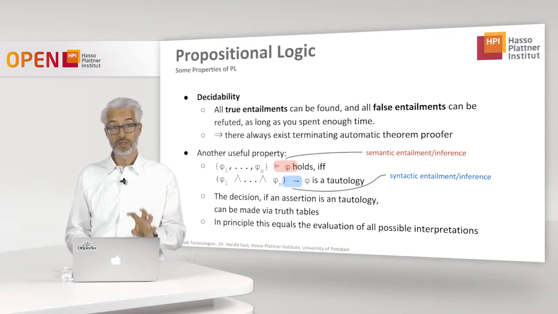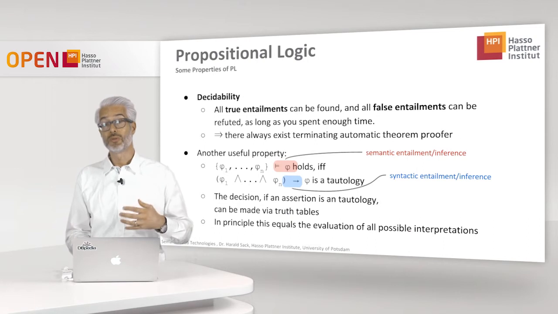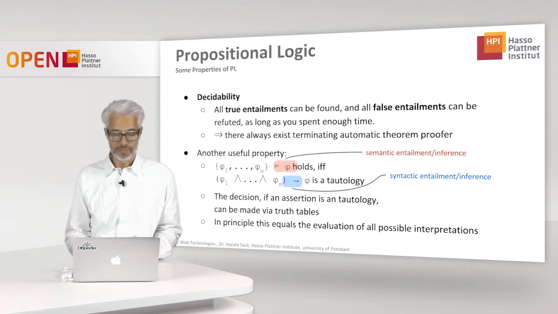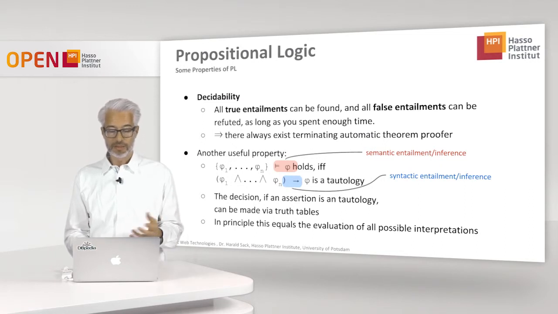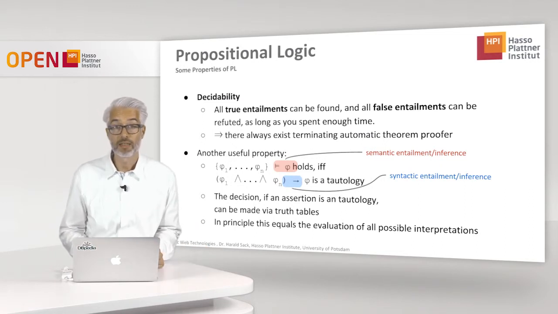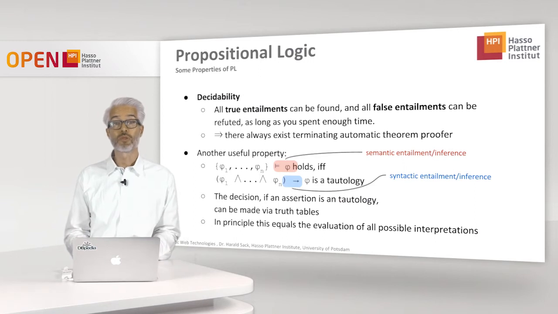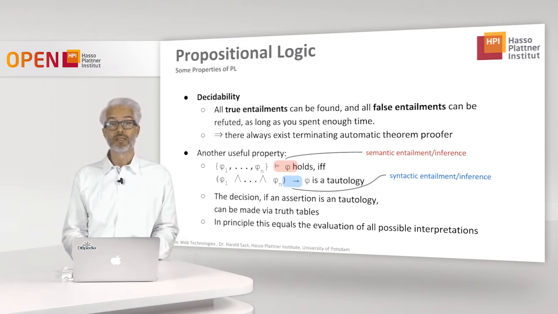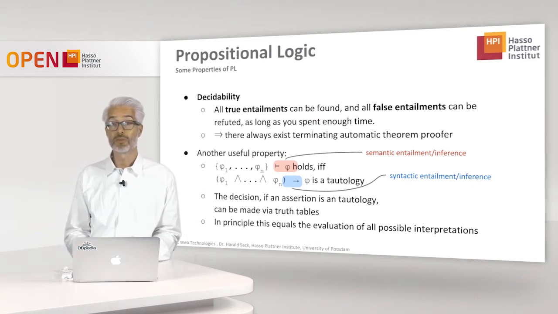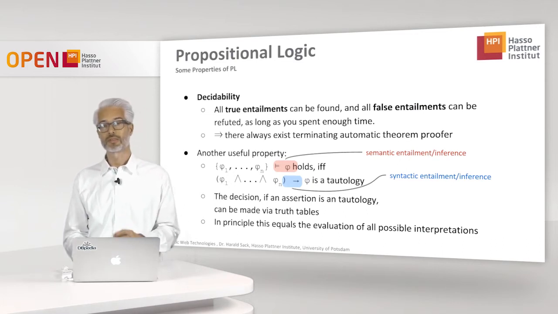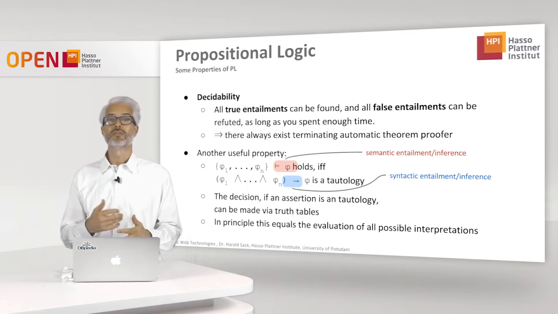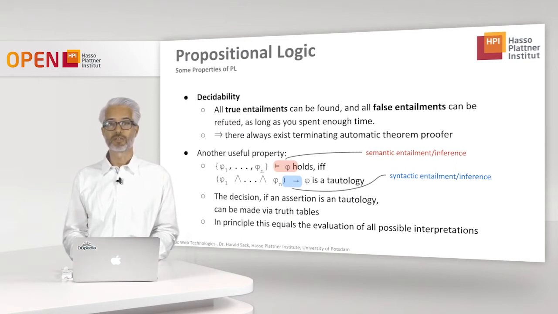This is quite handy because you can use this to compute semantic entailment rather easily. The decision whether an assertion is a tautology can be made with the help of truth tables. In principle, this equals the evaluation of all possible interpretations, but we don't have to do that. We can use truth tables instead. This is a kind of trick which definitely shortens the time, as we do not have to take into account all possible interpretations.